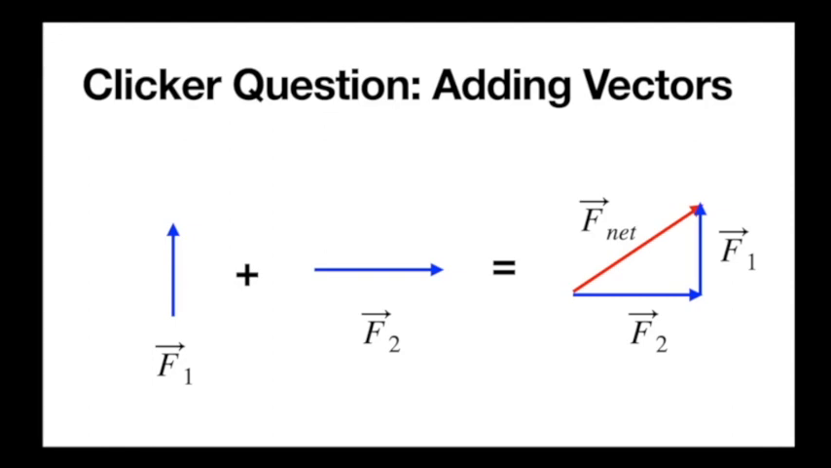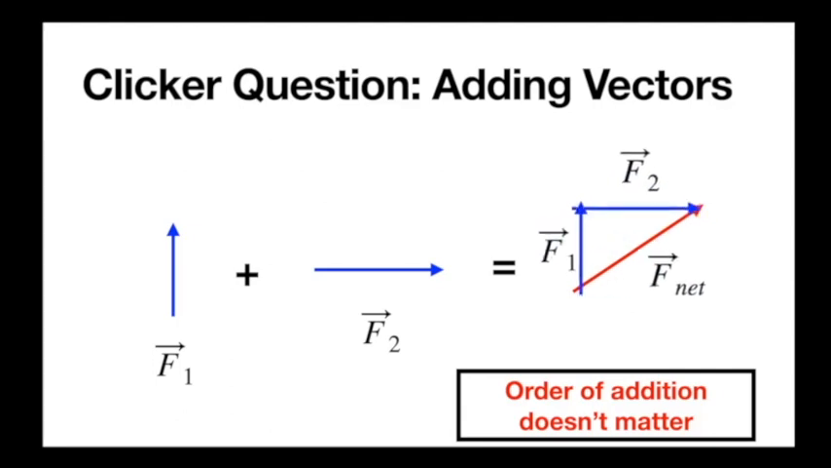Another important thing you might notice here is that I added f1 to f2, even though here I wrote f1 plus f2. That's because the order does not matter. Just like with normal addition, 2 plus 3 is 3 plus 2. Same thing with vectors. Even if you have a long chain of them, adding 10 vectors together in all the different permutations, you're going to get the same fnet.